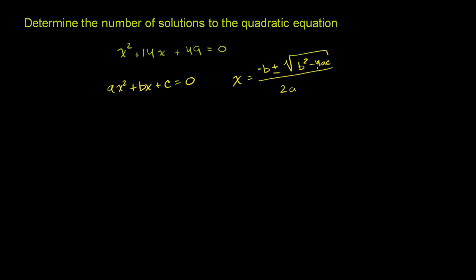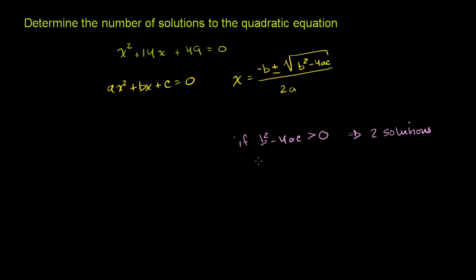So let's think about this a little bit. If b squared minus 4ac is greater than 0, what's going to happen? Well, then it's a positive number. It's going to have a square root. And when you add it to negative b, you're going to get one value for the numerator. And when you subtract it from negative b, you're going to get another value in the numerator. So this is going to lead to two solutions.